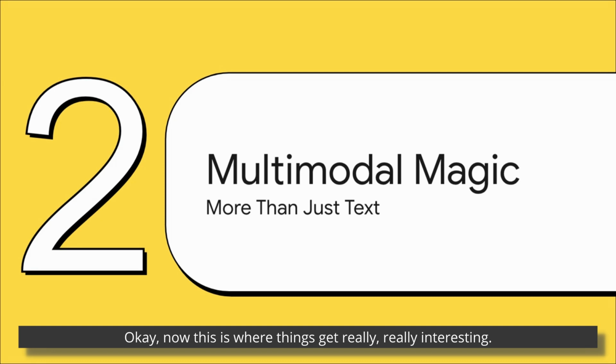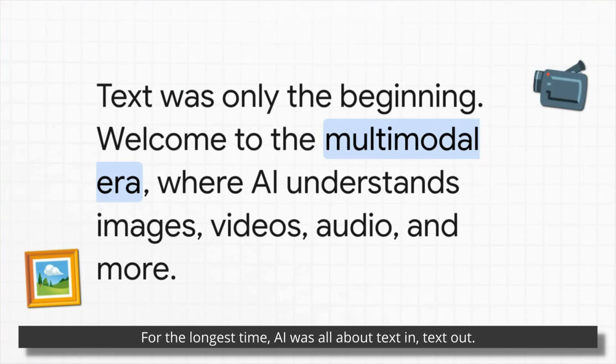Okay, now this is where things get really interesting. AI Studio isn't just about shuffling words around. It's designed to understand the world in a much richer way. Honestly, a lot more like we do. For the longest time, AI was all about text in, text out. Well, the Gemini models inside AI Studio completely shatter that barrier. They are multimodal, which is just a fancy way of saying they can understand and reason about images, audio, and video all at the same time as text.